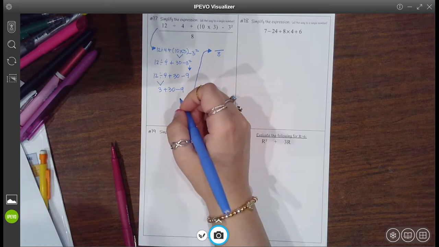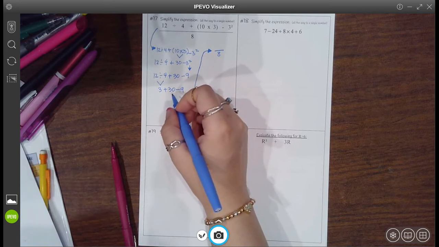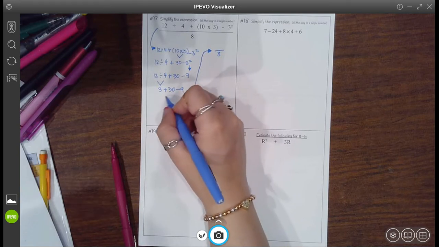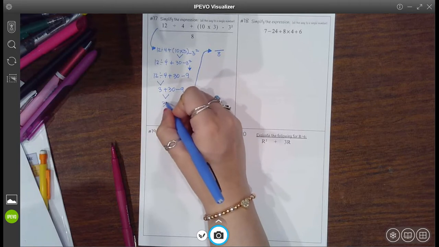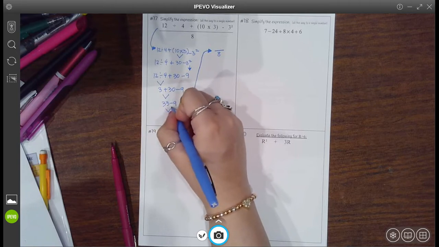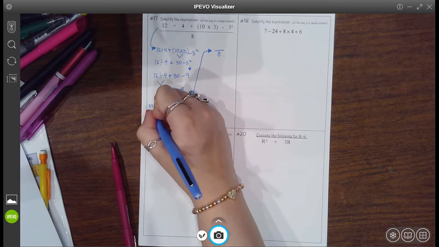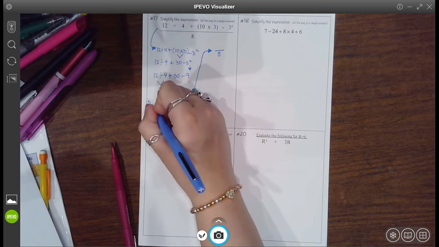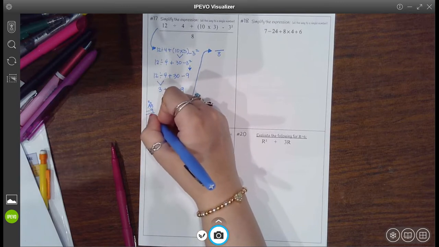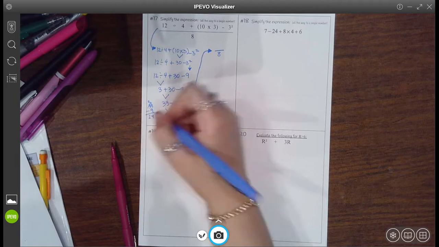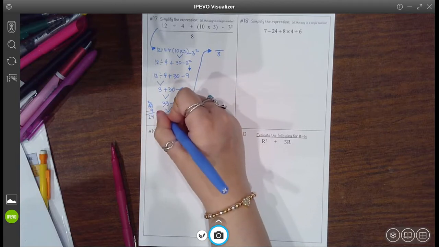And then now we only have addition and subtraction, so you go from left to right of whichever one comes first. 30 plus 3 is 33 minus 9. And let's not be ashamed to work that out to the side so we don't miss it. 13 minus 9 is 4. 2 minus nothing is 2. So that simplifies to 24.